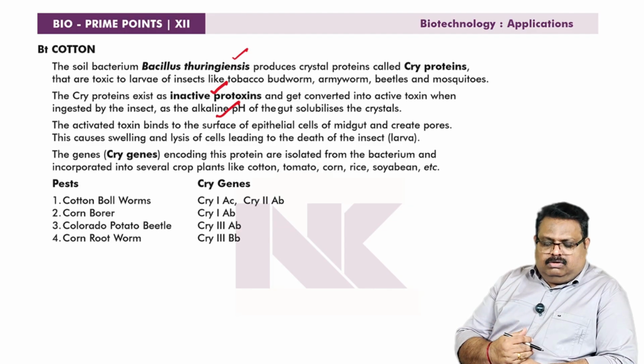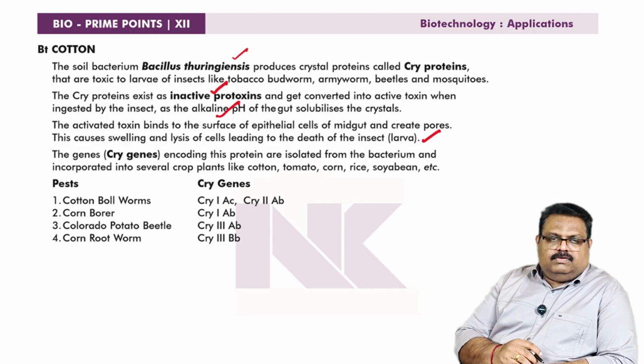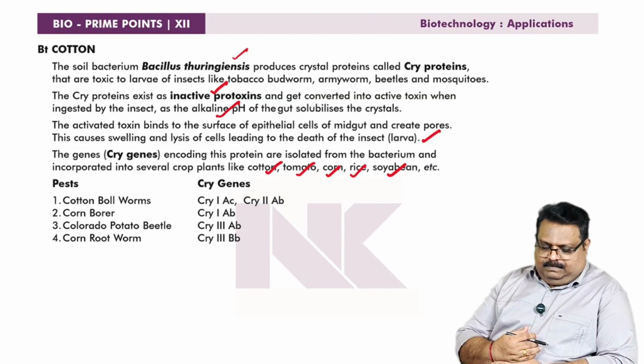The activated toxin binds to the surface of the epithelial cells of the midgut and creates pores. This causes swelling and lysis of the cells, leading to the death of the insect. The genes, that means the cry genes, encoding this protein are isolated from the bacterium and incorporated into several crop plants like cotton, tomato, corn, rice, soybean, etc.